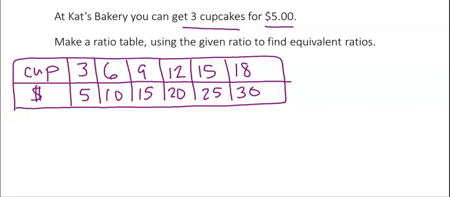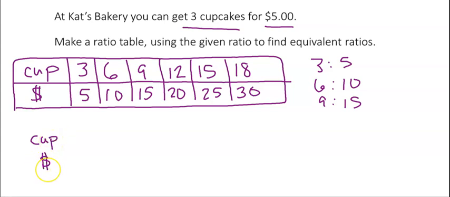And so now we have all these equivalent ratios. We have 3 to 5, and 6 to 10, and 9 to 15. And you can see all of these sets of equivalent ratios here. Now when we do a double number line, this is very similar. We still label things cupcakes and dollars. So I'm going to label cupcakes and dollars.